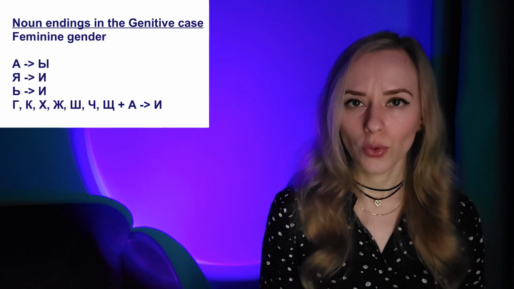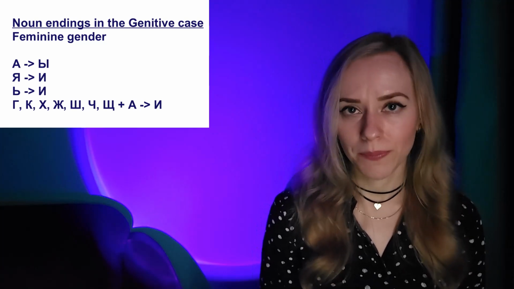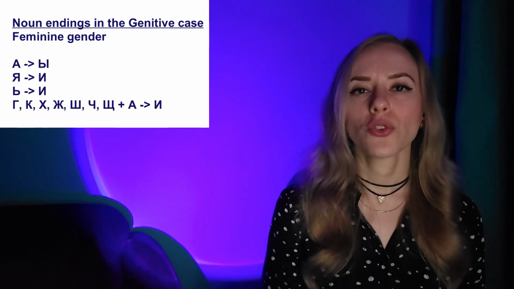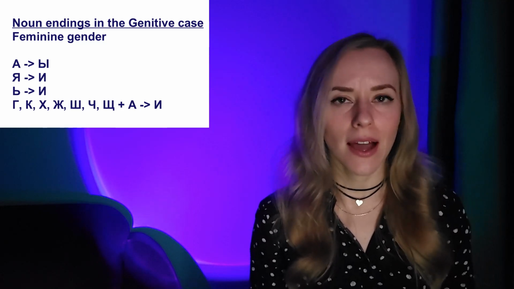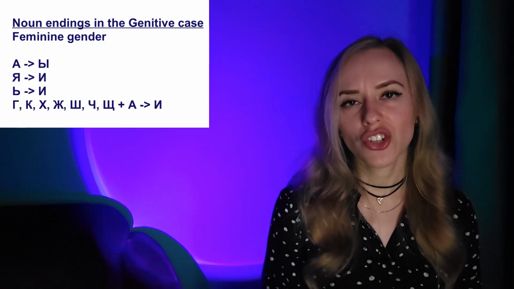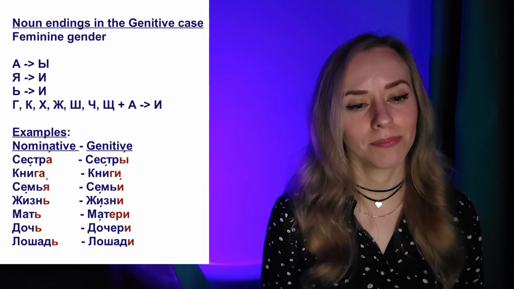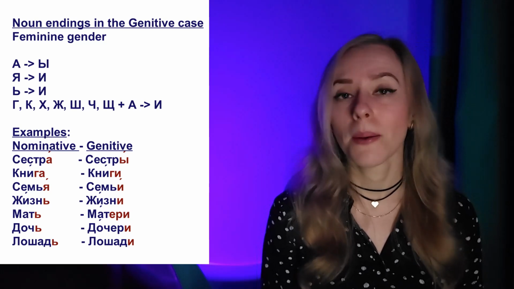For the feminine nouns, we should change the ending to the letter ы or и. If we have the ending a, we should change to the letter ы. If we have the ending ya or a soft sign at the end of the words, we should change to the letter и. But if the words have ending a and before this a we have one of these consonants, г, к or х, we should change a to the letter и too. For example, сестра – сестры, книга – книги, семья – семьи, жизнь – жизни, мать – матери.